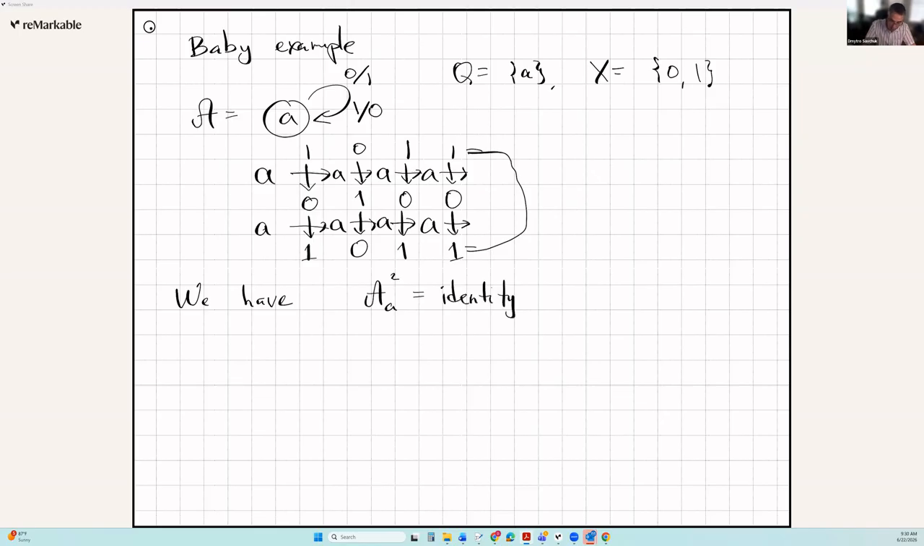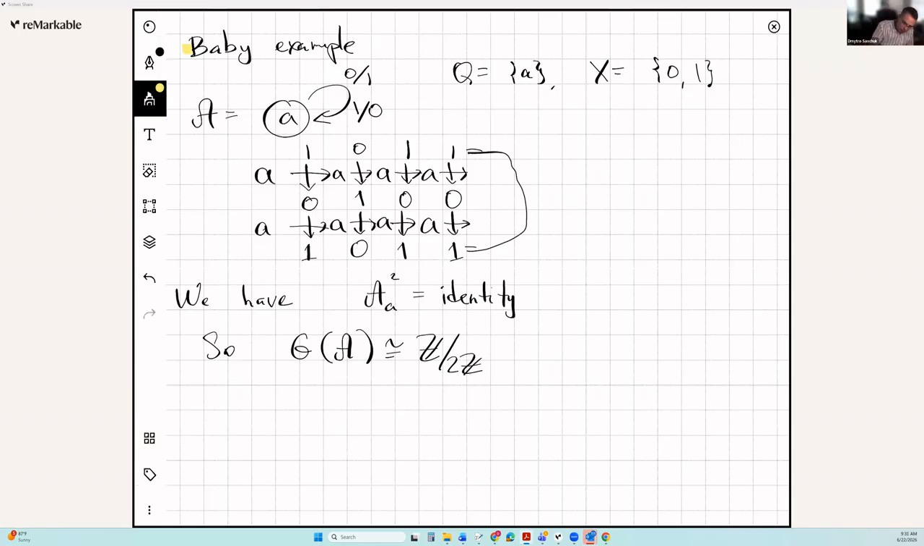And by definition, the group is generated by all the states. There is one state. So G of A will be just isomorphic to Z mod 2Z. That's the simplest baby example, aside from the trivial example in which we don't flip 0 and 1, in which case we would get a trivial group. Okay, so that's a baby example.